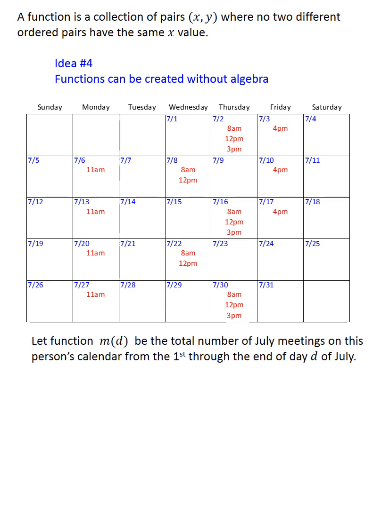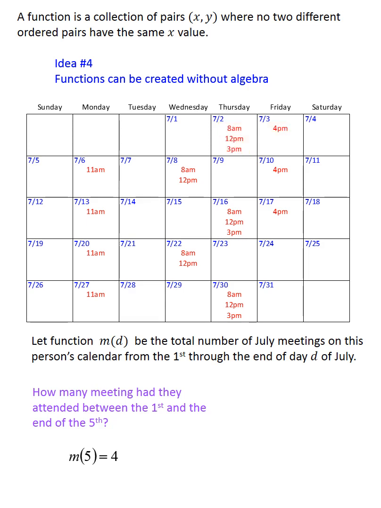Okay, so now what does this function actually mean? Well, to understand that, let's ask the question, how many meetings had they attended between the first and the end of the day of the 5th? Well, looking at their calendar, they attended 4 meetings between the 1st and the end of the day on the 5th. So we would mathematically say that m of 5 equals 4. That's just another way of saying this function contains the pair (5, 4). That's just another way of saying that by the end of the 5th, they had attended 4 meetings.